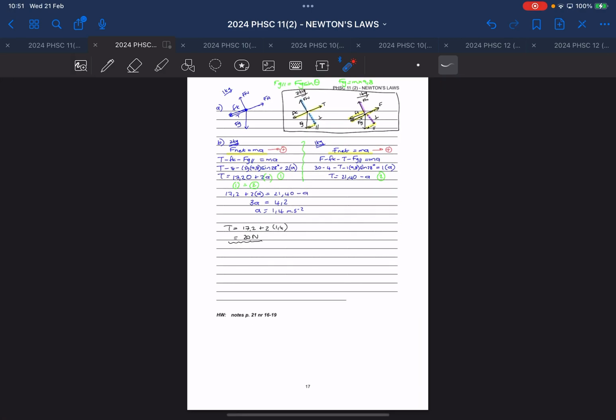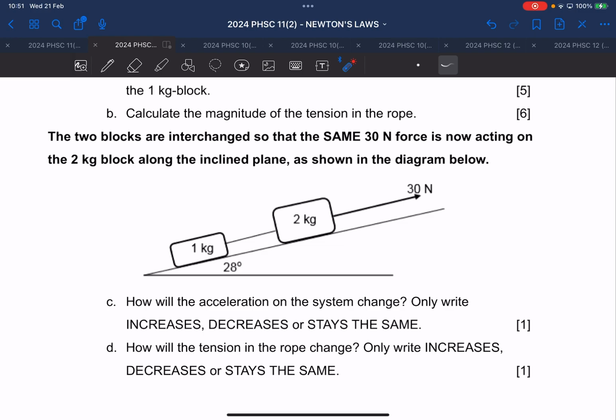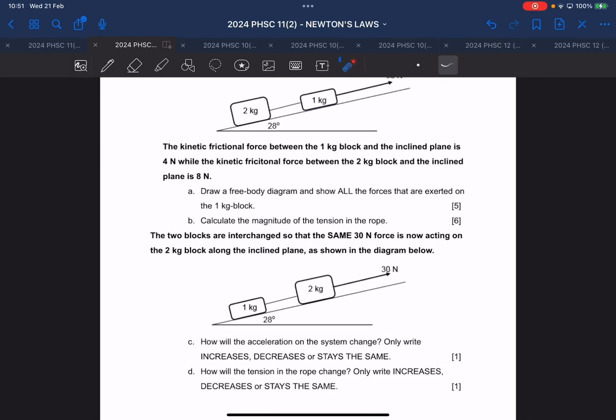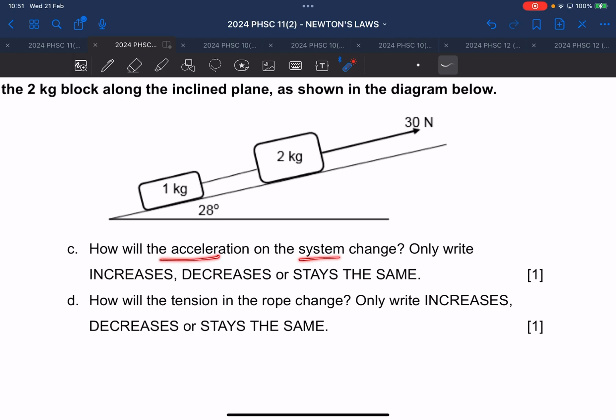Okay. Then the next question says the 2 blocks are interchanged. So we had it like this, and now they're changing the 2 blocks around. But the same 30 Newton force is now acting on the 2 kilogram block on the inclined plane as shown in the diagram. How will the acceleration of the system change? Only write increase, decrease, or stays the same. What do you think?